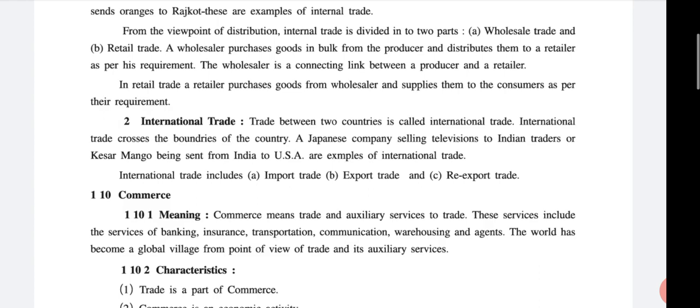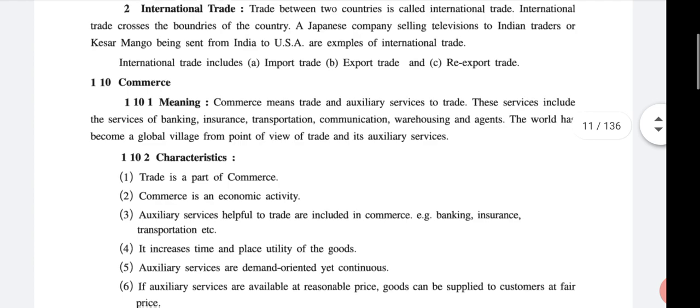There are three types of trade: import, export and re-export. When we purchase some goods from another country, it is called import. And when we sell some goods to other countries, it is called export. Then commerce. What is commerce? Commerce means trade and auxiliary services to the trade. Trade is a part of commerce.